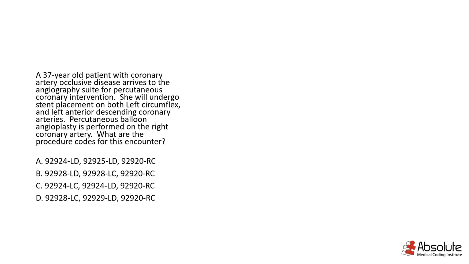A 37-year-old patient with coronary artery occlusive disease arrives to the angiography suite for percutaneous coronary intervention. She will undergo stent placement on both left circumflex and left anterior descending coronary arteries. Percutaneous balloon angioplasty is performed on the right coronary artery. What are the procedure codes for this encounter? Okay, coders, you have 2 minutes to solve.